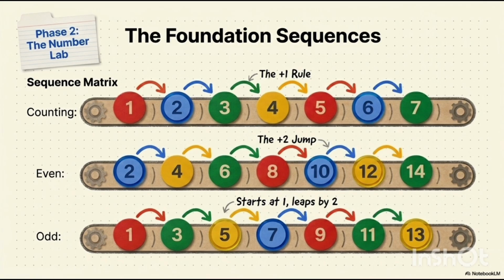So we have learned 3 sequences right now. Counting numbers, the rule is add 1 each time. Even numbers are divisible by 2, but the rule here is we should jump 2 every time. Now in counting numbers, we add 1 every time. But in even numbers, we start from 2 and add 2 every time. Now in odd numbers, we start from 1 and add 2 every time. So that is the rule.